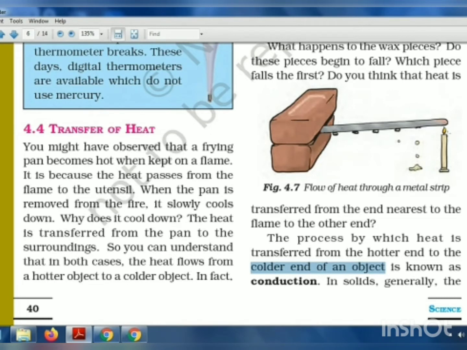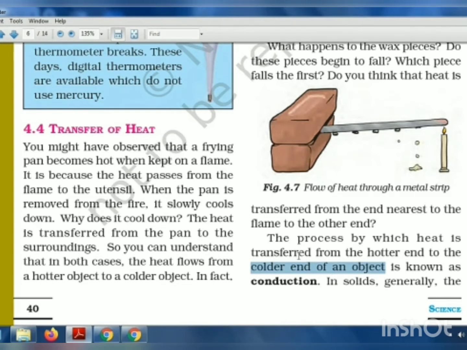Instead of this metal rod, you can take a spoon. You can keep it in between any two heavy objects. At one end of the spoon, you can keep a burning candle and stick some pieces of wax on the spoon. So you can do the experiment using a spoon also.